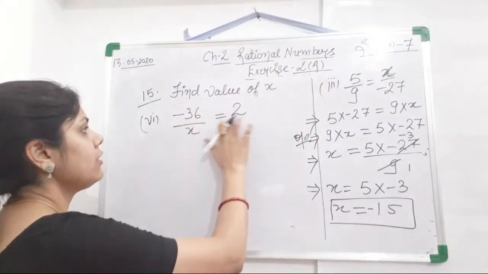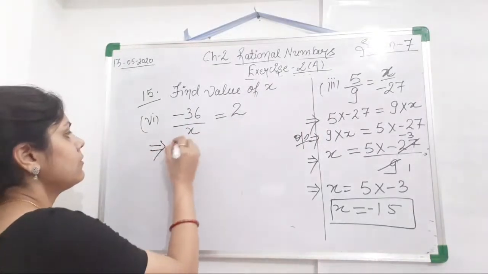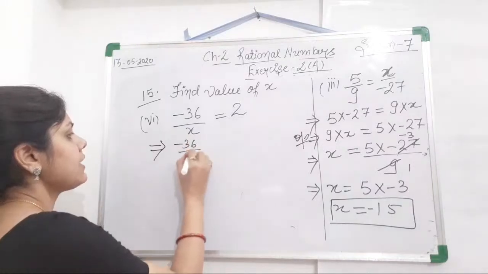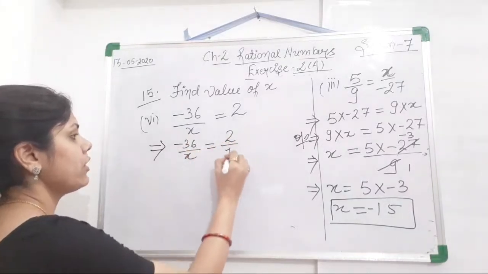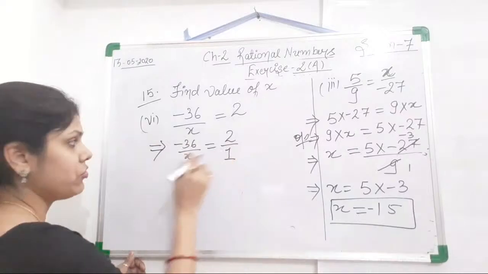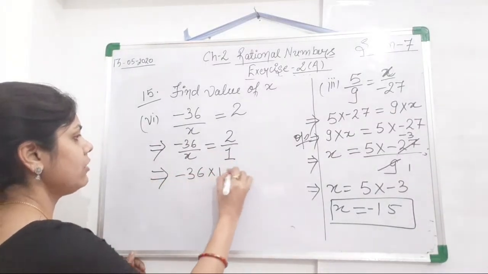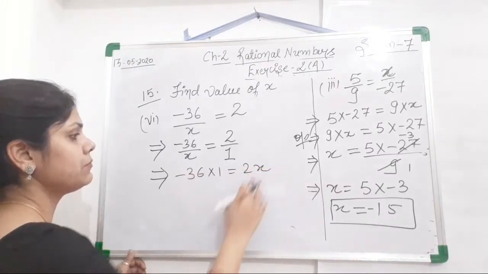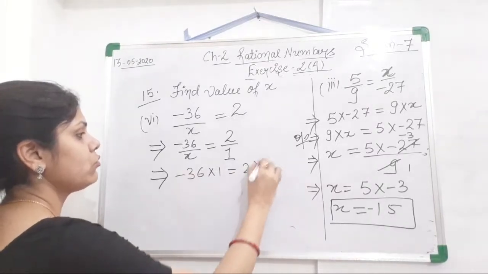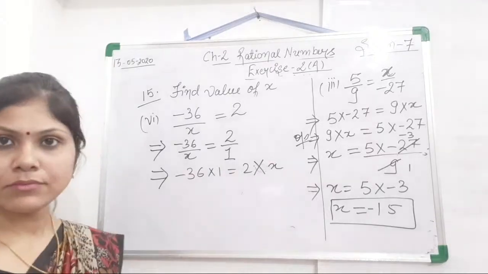If you are not doing it in the first step, do it in the second step. 2 upon 1. Now you will do cross multiplication. Minus 36 into 1 and 2 into, and directly writing, you write 2 into x.